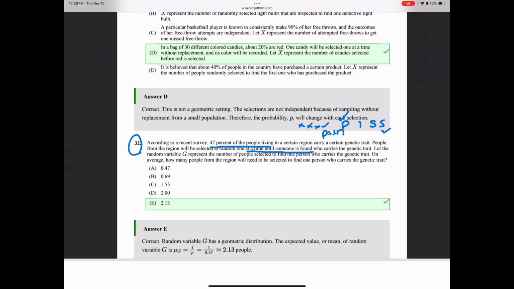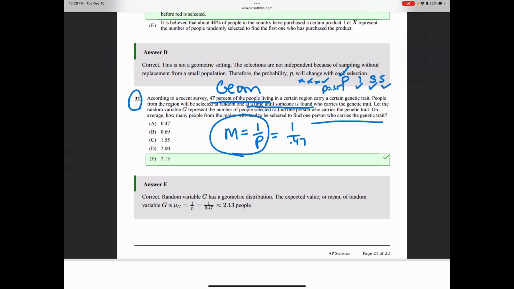They seem to be independent from the next, and then success failure, have the genetic trait and do not. So this one looks good. And the reason, again, that's important is because then I can have formulas. I know it's geometric. I'm recognizing this is geometric. And it says how many need to be selected to find one person who carries the gene. And so the mean is equal to 1 over P. So I do 1 over 0.47 because this is my formula. And that's it.